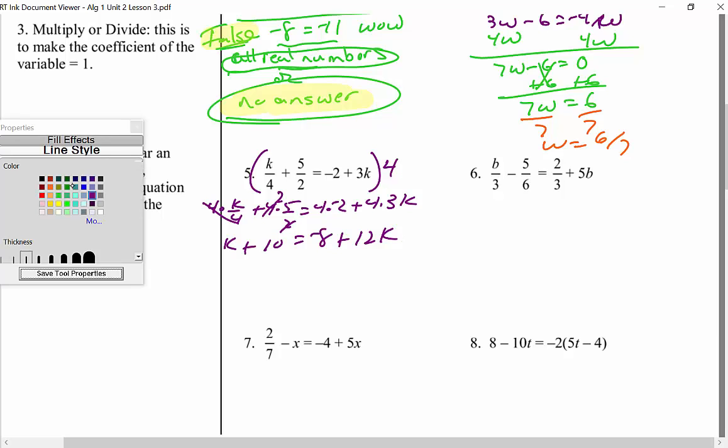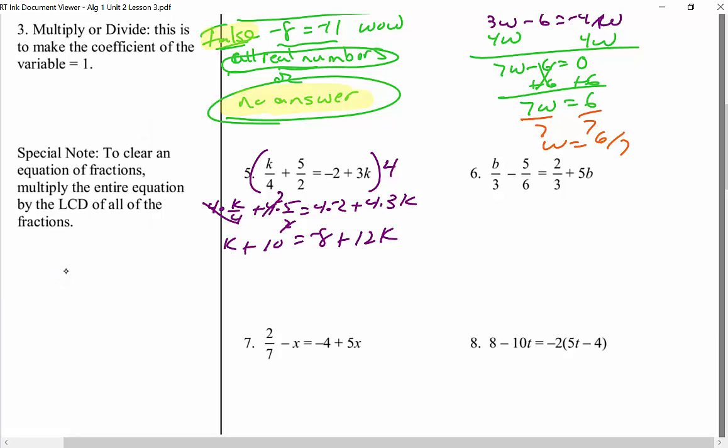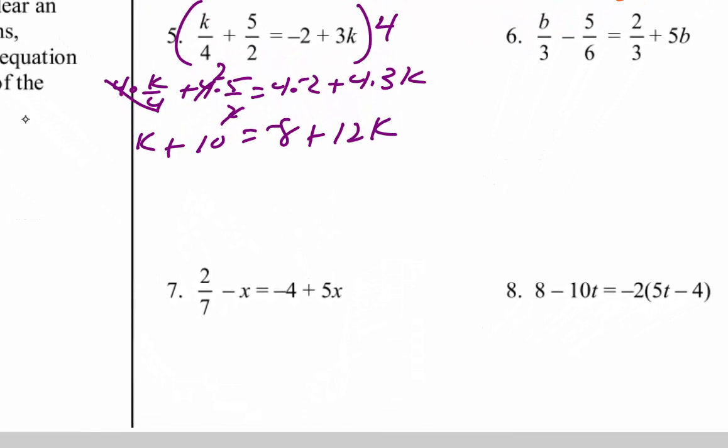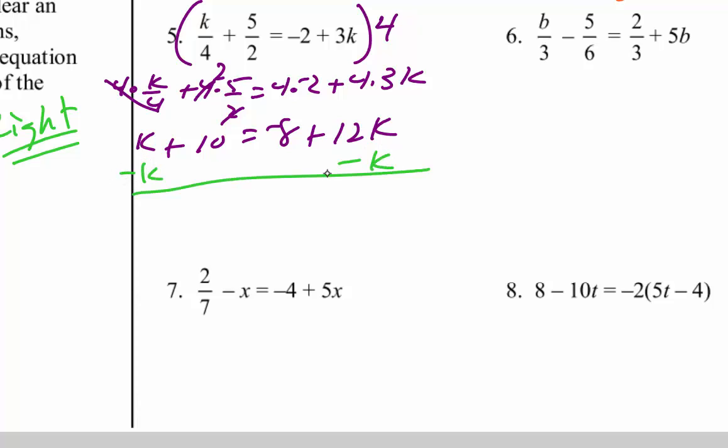So now we're going to go to the whole adding and subtracting. So you decide what side you want k on. We can do left or right. Just randomly pick, flip a coin, heads, it's right. So we're going to do the right side this time. So this is 1k, so I'm going to subtract k from both sides. So 10 equals negative 8 plus 12k minus 1k is 11k.